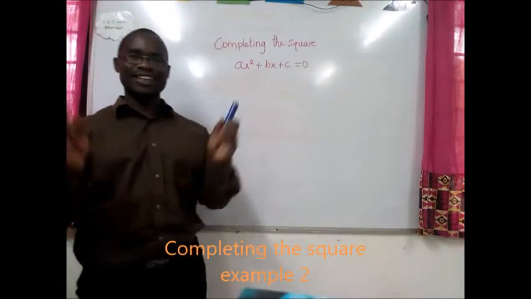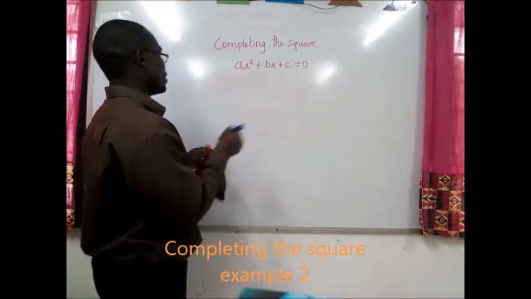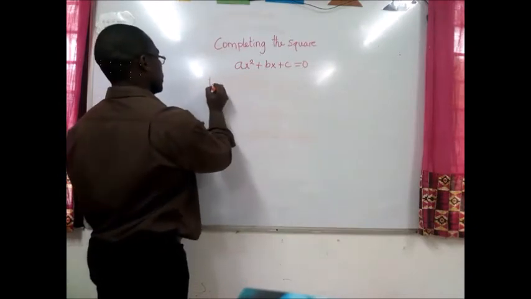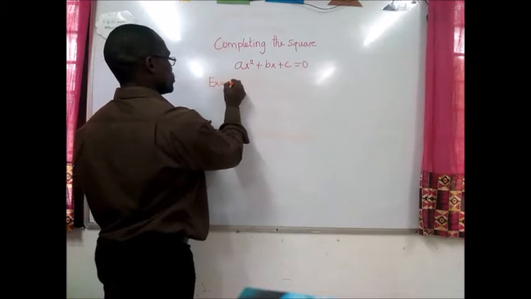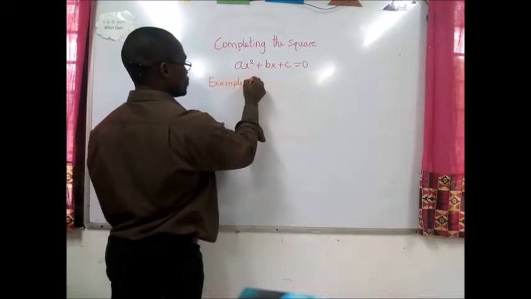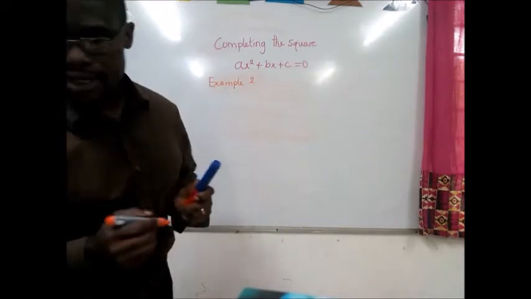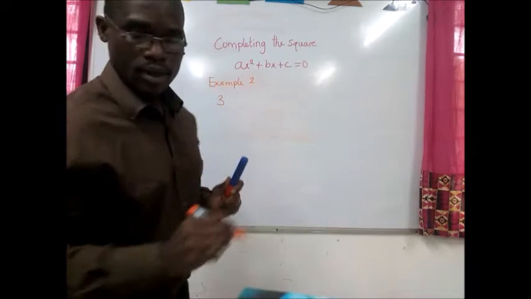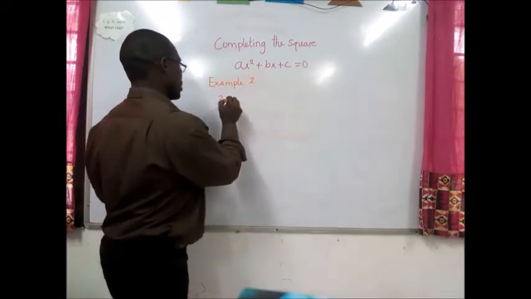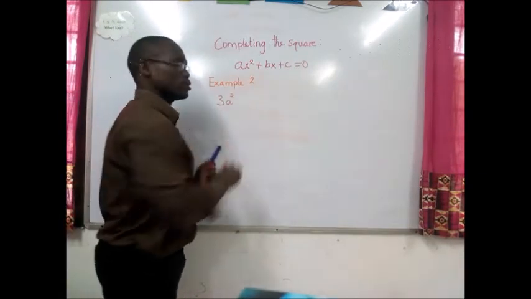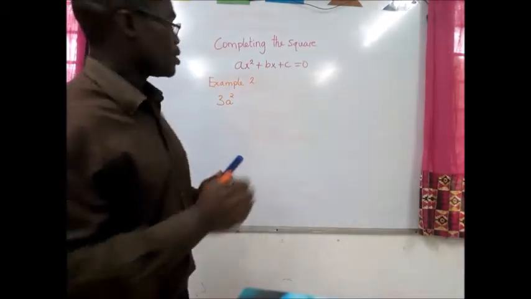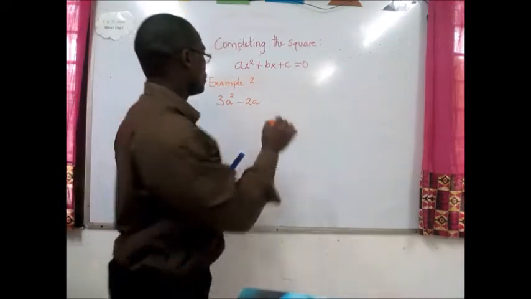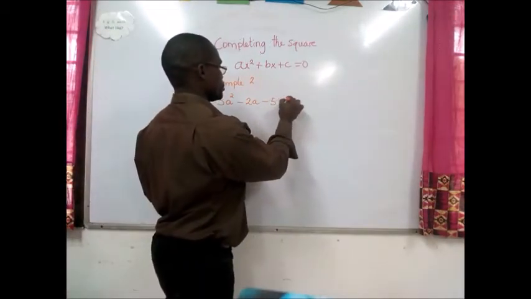Okay, now students, let's see example number 2. So example 2 says, now let's see when the variable of width is square, that's a square. Let's say there's a variable now, a squared minus 2a minus 5 is equal to 0.